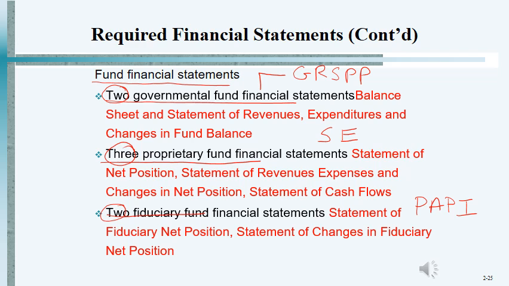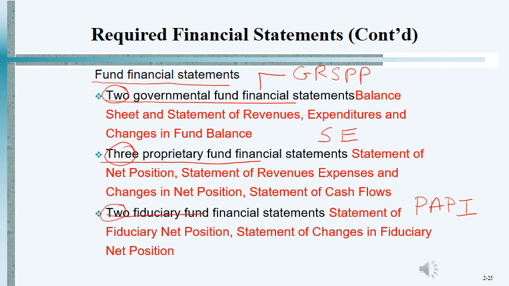So in our governmental funds, we have a balance sheet, which is of course like our balance sheet, and then we have a statement of revenues, expenditures, and changes in fund balance, which is like our income statement, but we don't call it that. We call it a statement of revenues, expenditures, and change in fund balance.